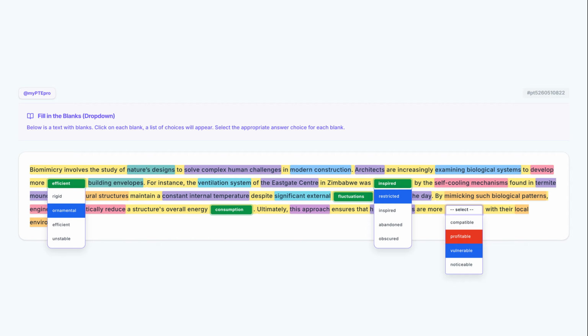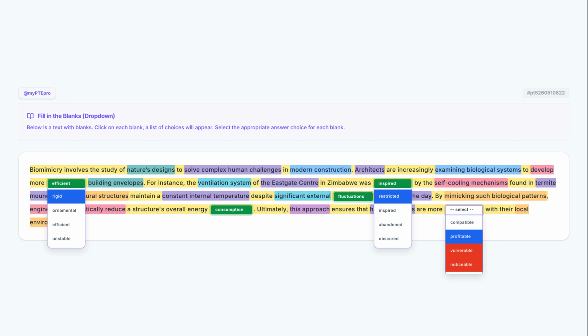Vulnerable. Describing habitats as vulnerable suggests they are weak or easily harmed by their local environments. This contradicts the goal of biomimicry, which is to solve complex human challenges and create more resilient, efficient structures. Incorrect. Noticeable. The word noticeable means easy to see. Whether a building is easy to see in its local environments does not address the functional and ecological alignment that this approach of biomimicry aims to achieve.